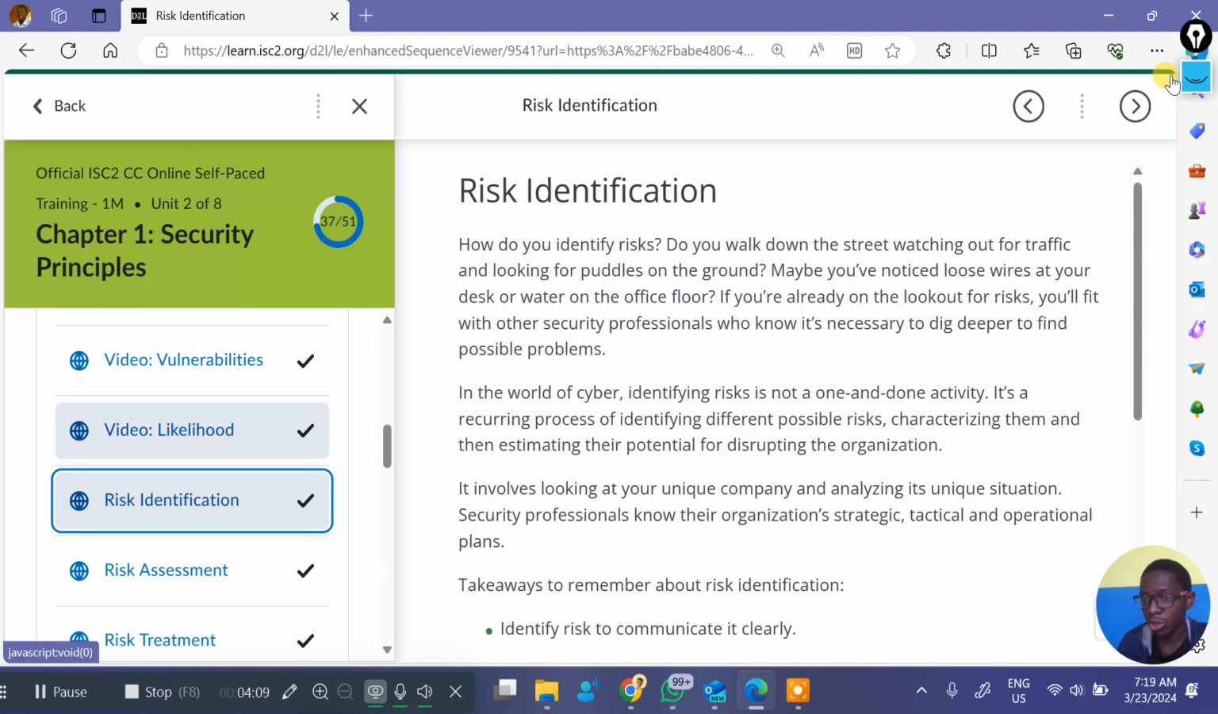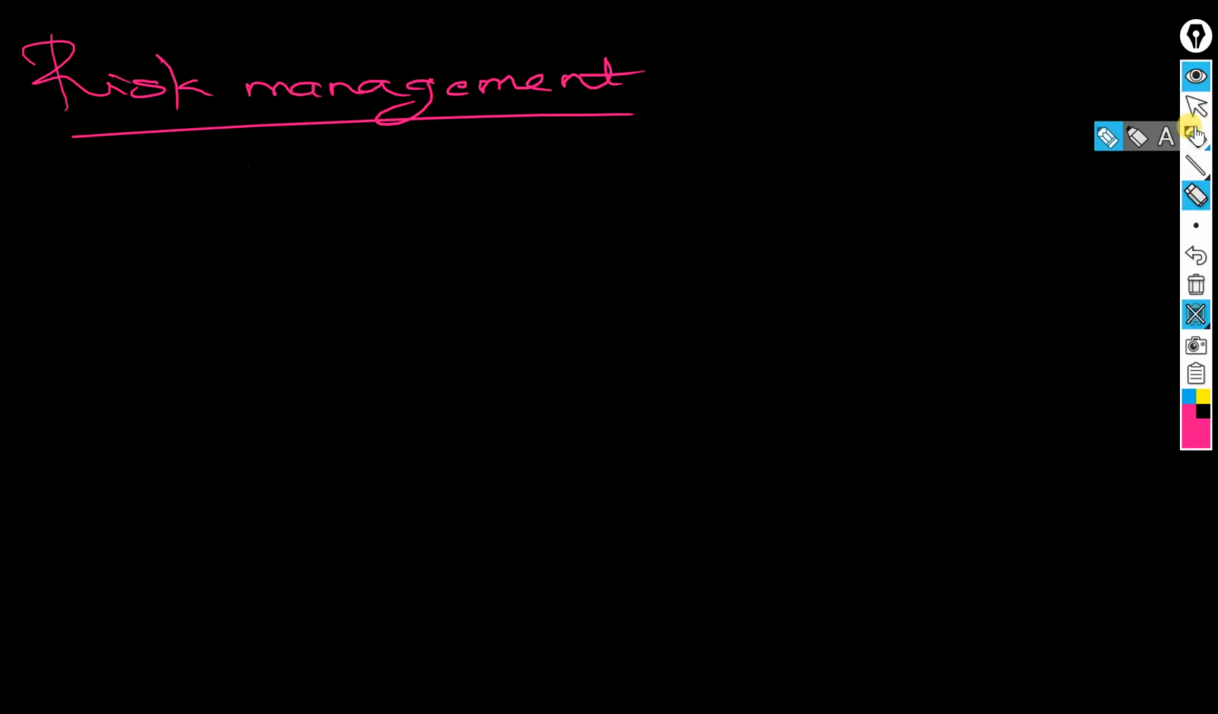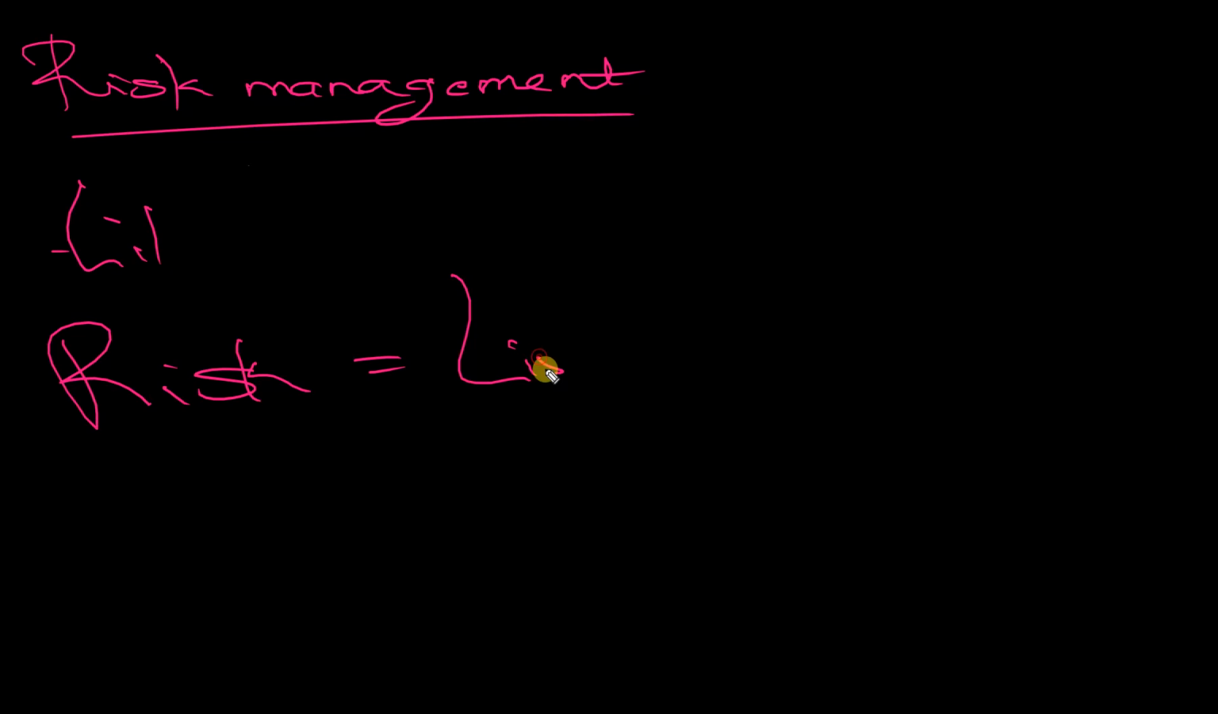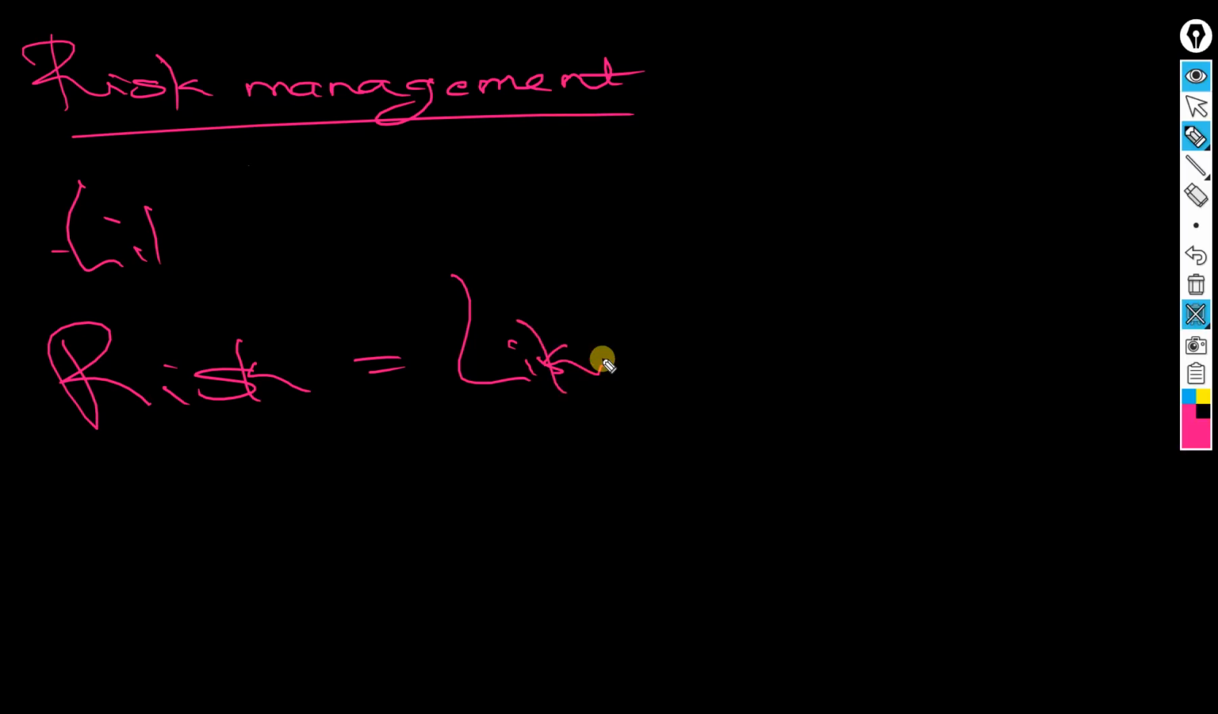Before that, we have what we call likelihood, right? So I'm just going to take a detour here and explain something. Risk is always equal to these two variables, right? Likelihood and impact.